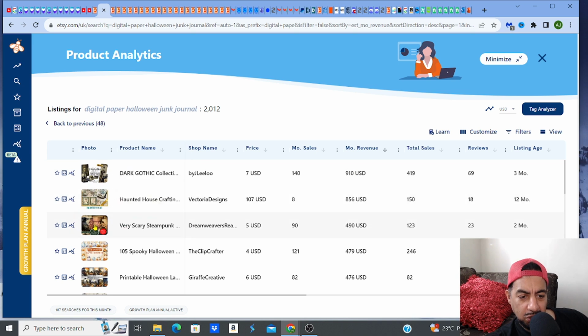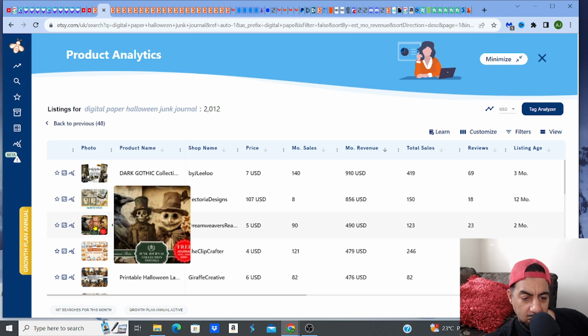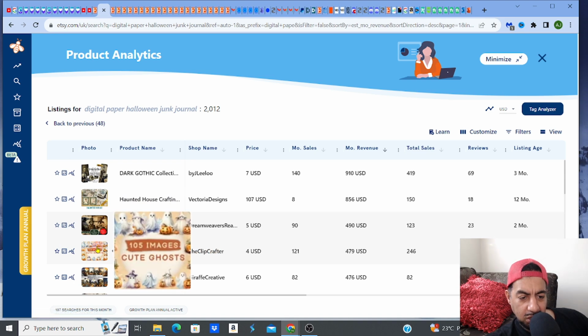Not bad. This 2-month-old. What's this one? That's making like, this is making $490. It's only been out for 2 months. This is not bad. I'm gonna look at that in a second.